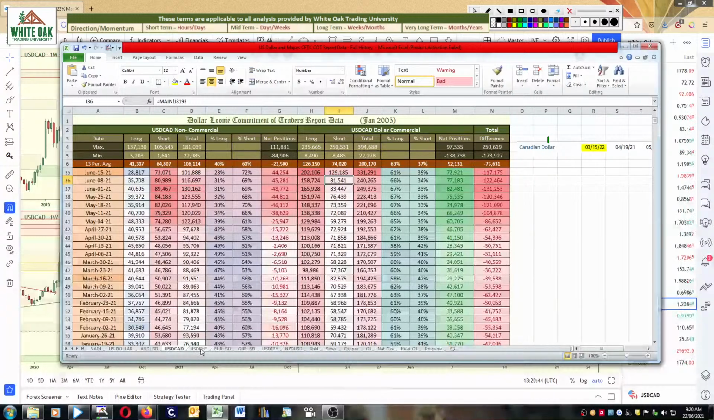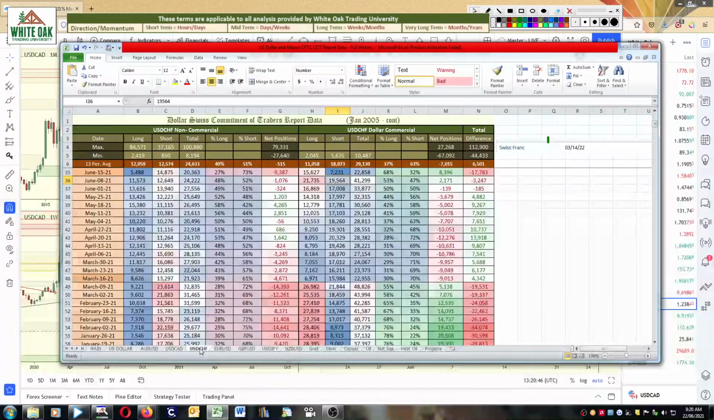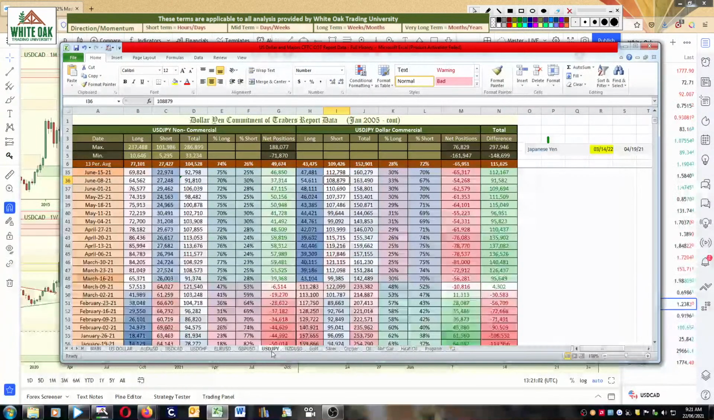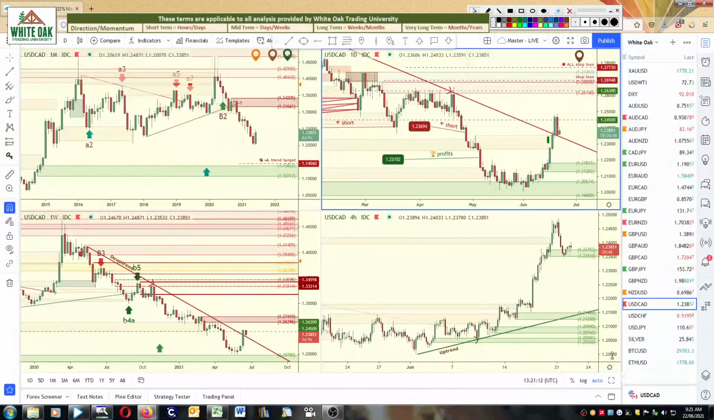Moving over to the US Swiss franc, would we see anything special? Nah. They reduced their longs from 11 to 5 and increased their shorts from 12 to 14. Nothing really special. Pound, they reduced their longs from 59,000 to 55,000. And they also reduced their shorts from 31 to 23. Nothing spectacular there. US dollar, Japanese yen, they added to their longs from 64 to 69,000. And then they reduced their shorts from 27 to 22,000.